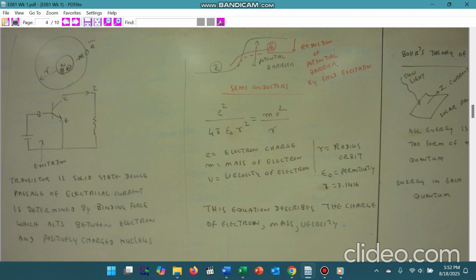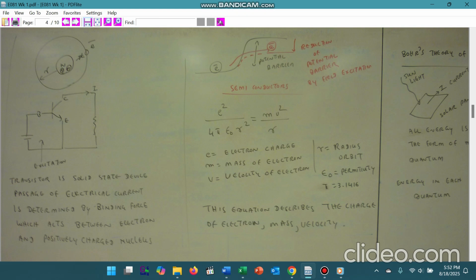Reduction of the potential barrier by pre-excitation. So in this case, the electron normally cannot move around, but when the potential barrier is reduced, the electron can be moving. So in this case, conduction can happen. That kind of materials are the semiconductor materials. So with semiconductor materials, by providing the excitation, we can reduce the potential barrier.